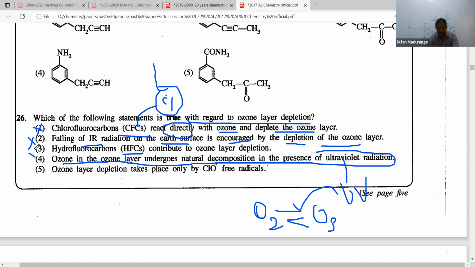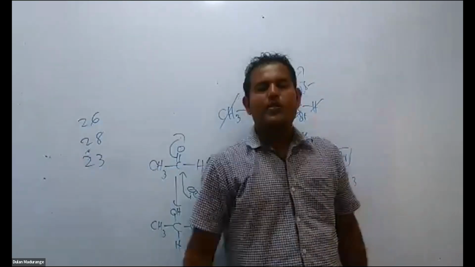That is written properly in the notebook and in the research book, because HFCs have no chlorine radicals. HFC means hydrofluorocarbon, which has no chlorine radicals. Ozone layer depletion takes place only when ClO radicals are available. There are a few more radicals, around four. So that is the answer. Statement 3 of question 26, hydrofluorocarbons contribute to the ozone layer depletion, is wrong. Please check the research book well.